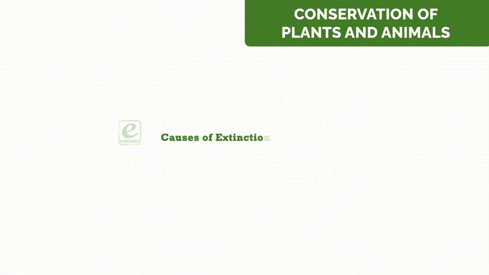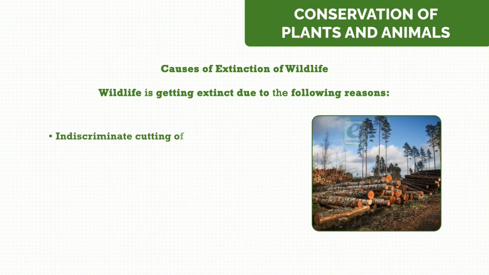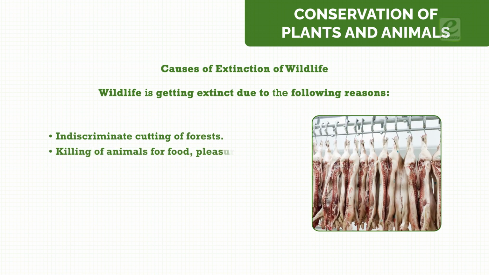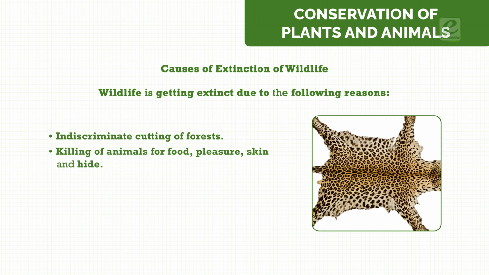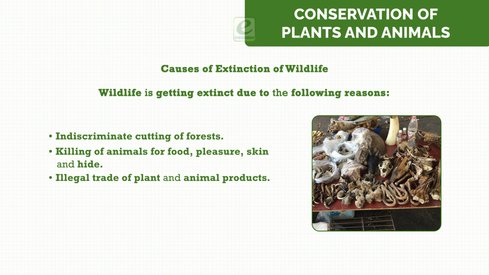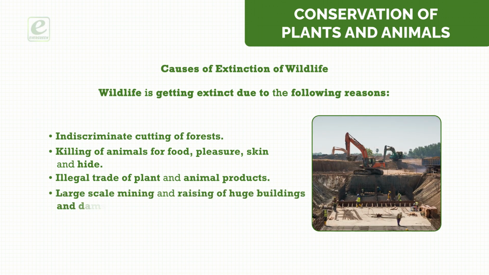Causes of extinction of wildlife. Wildlife is getting extinct due to the following reasons: indiscriminate cutting of forests, killing of animals for food, pleasure, skin, and hide, illegal trade of plant and animal products, large-scale mining, and raising of huge buildings and dams.